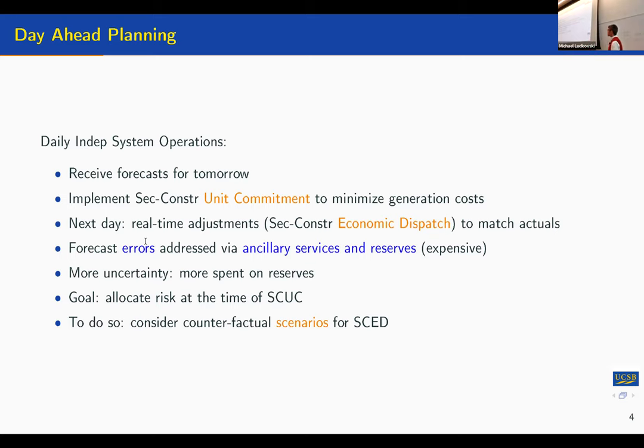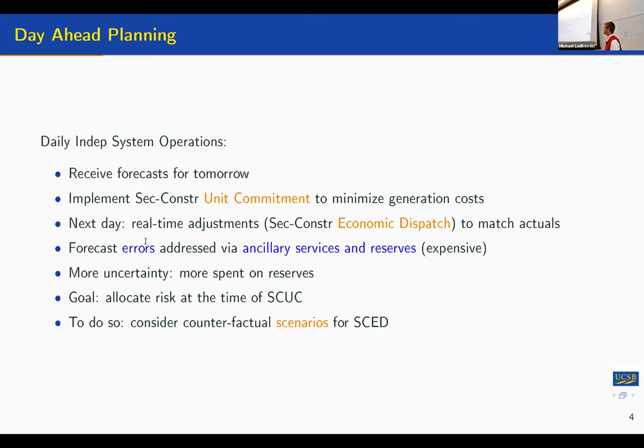And so that means that if you have to call an ancillary service and reserves, that's going to cost you more. Making a plan for tomorrow is much cheaper than having to mop it up in real time. And that's been a real fact: the cost of reserves has been going up essentially exponentially compared to the past, and that's driven by more uncertainty.